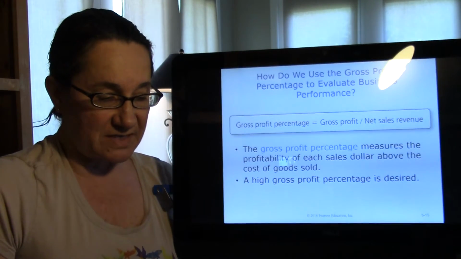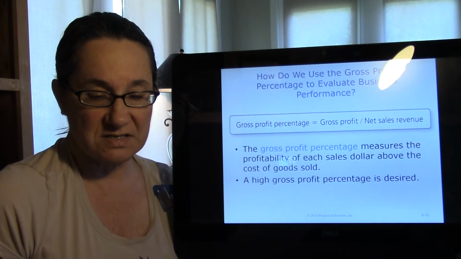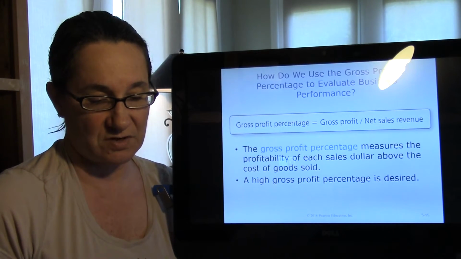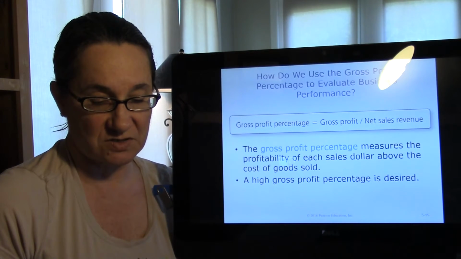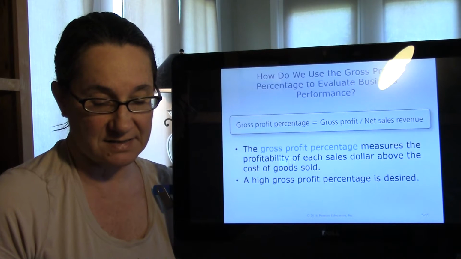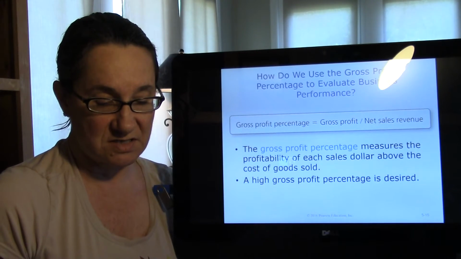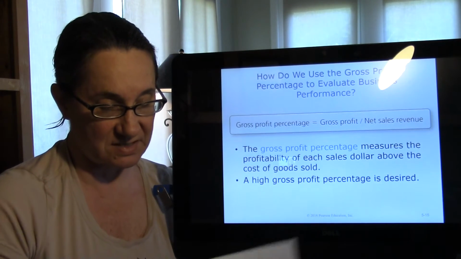The gross profit percentage is one of the most carefully watched measures of profitability. It reflects a business's ability to earn a profit on its merchandise inventory. A small increase in the gross profit percentage from last year to this year may signal an important rise in income. Conversely, a small decrease from last year to this year may signal trouble. In general, a high gross profit percentage is desired.